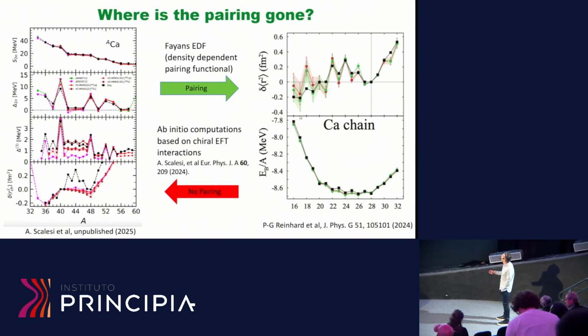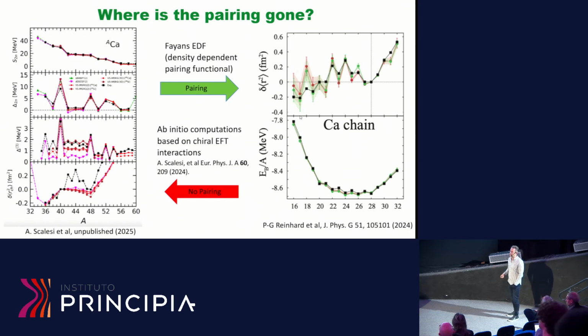We know from EDF calculations that this is the opposite effect here. So we have this Fayans functional, where they made the point that in order to reproduce this parabolic trend of the radii, the isotope shift here between calcium-40 and calcium-48, and this very steep increase beyond calcium-48, you need to really include pairing correlations in your functional in order to have this trend correctly described. So the question is then, okay, you have pairing here, and in our ab initio approach, we don't see any indication of the pairing effects.